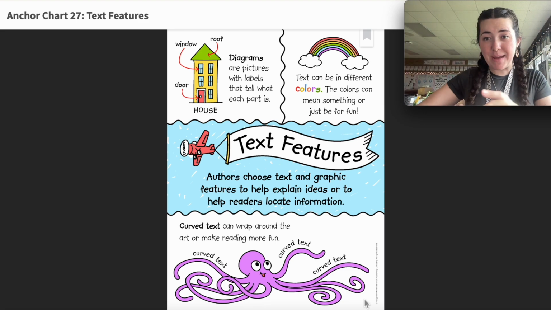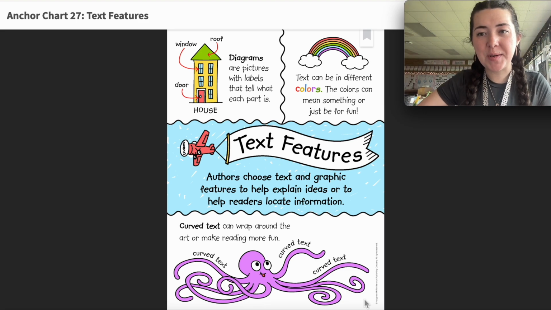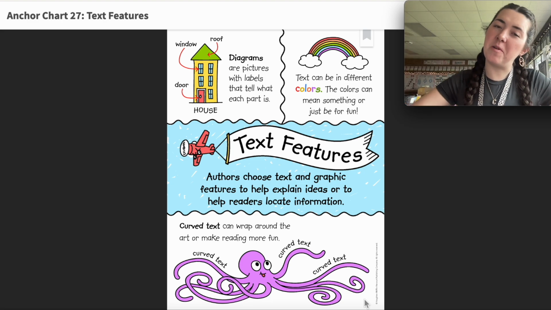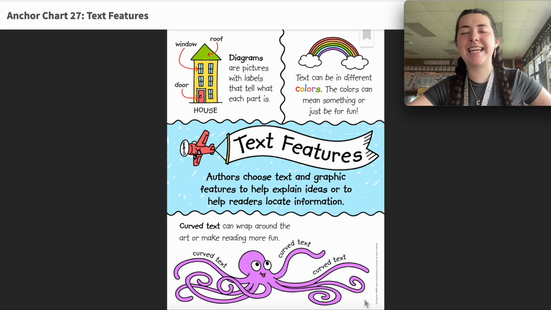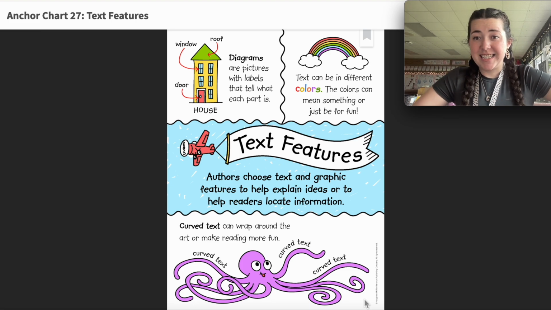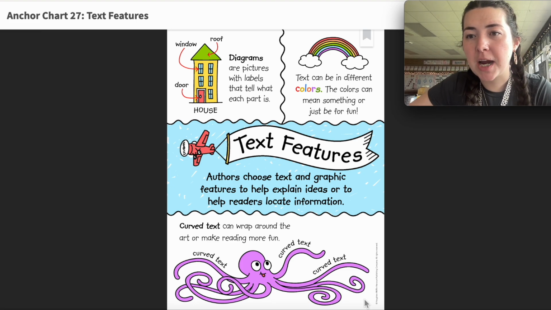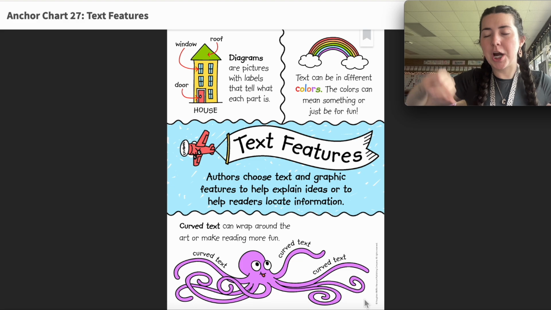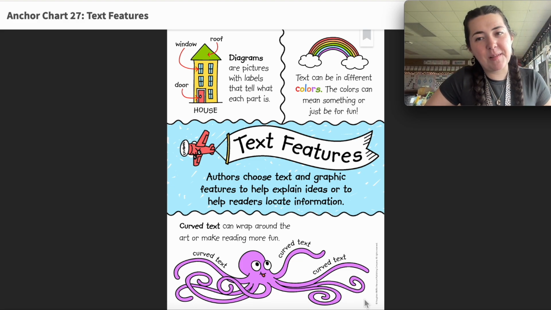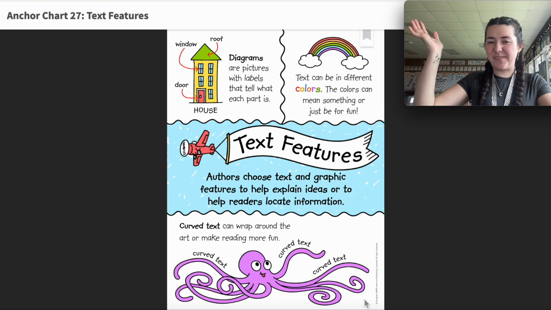We are wrapping up our biography unit today, which means that we are going to read a story that we read earlier this week. You're going to get to hear a little bit of a revisit from Miss Meadows. But to kickstart things, I'm going to talk about a new anchor chart. This is one we've seen before and talked about before, but a new one to go along with our story today, which is text features.